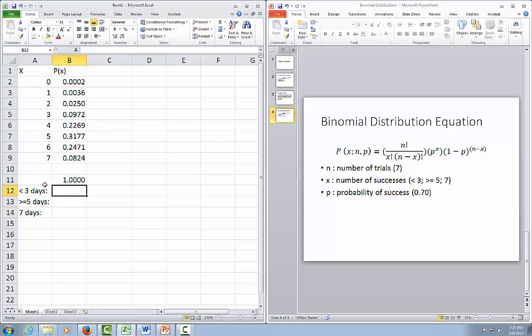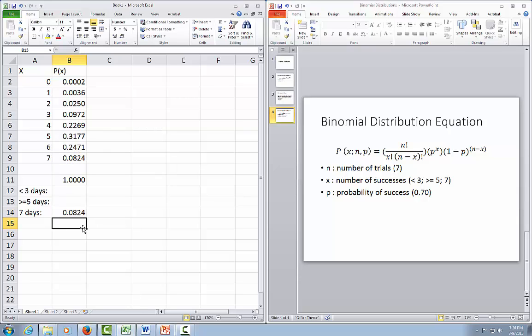So in order to answer our questions, we need to read off of this table. The probability where we get 7 days of significant wind for electricity is easy. We can read where x is equal to 7, and that is equal to 0.0824.